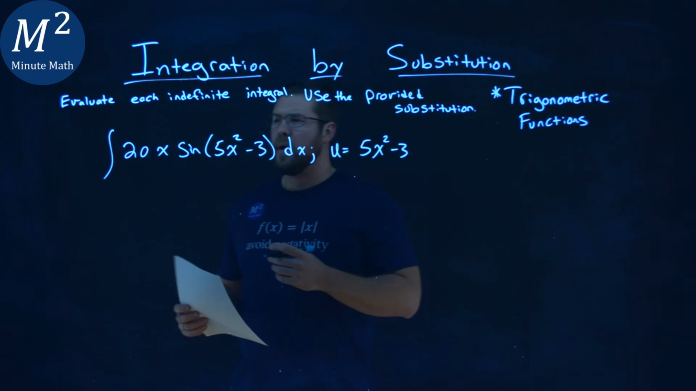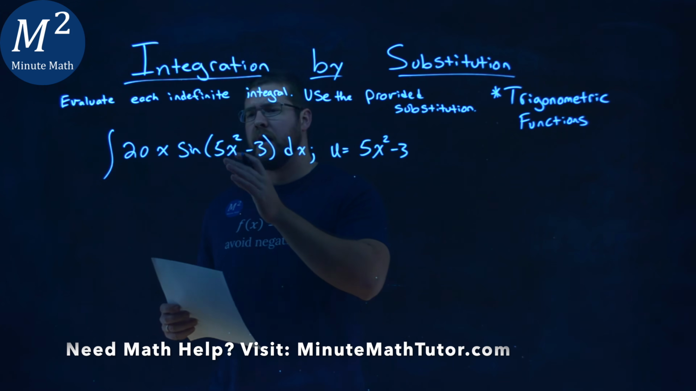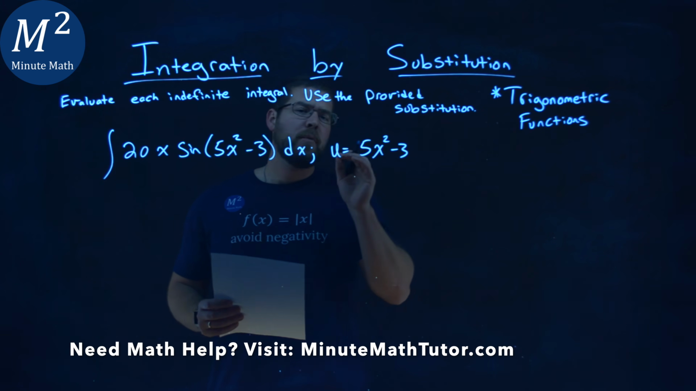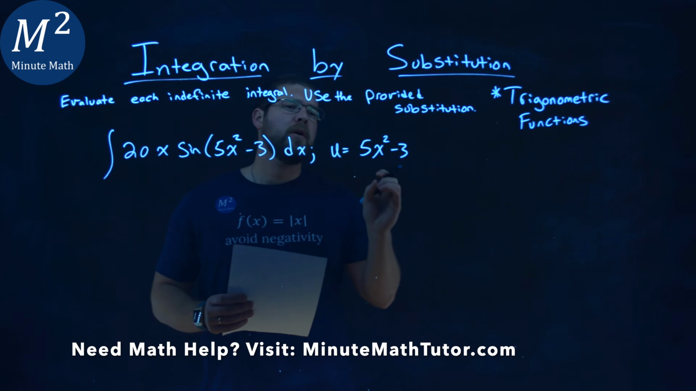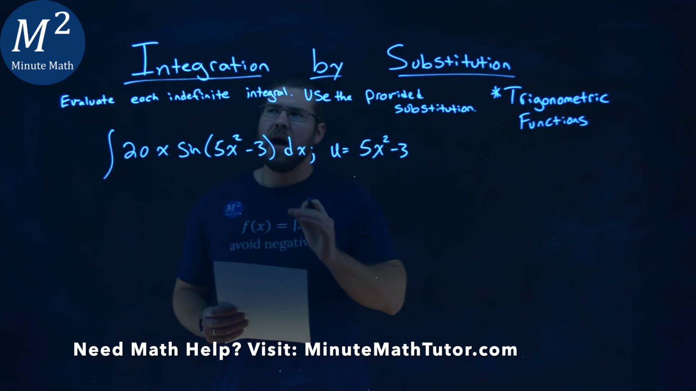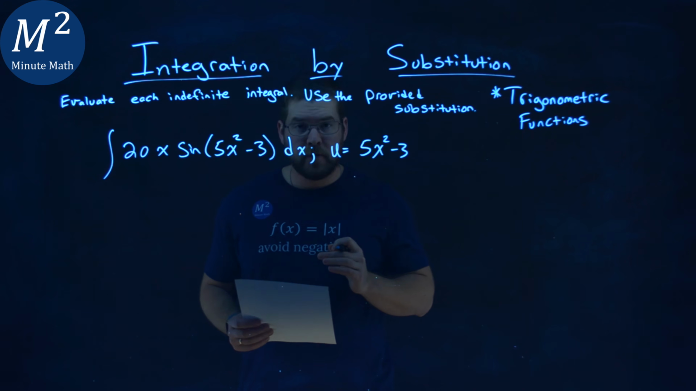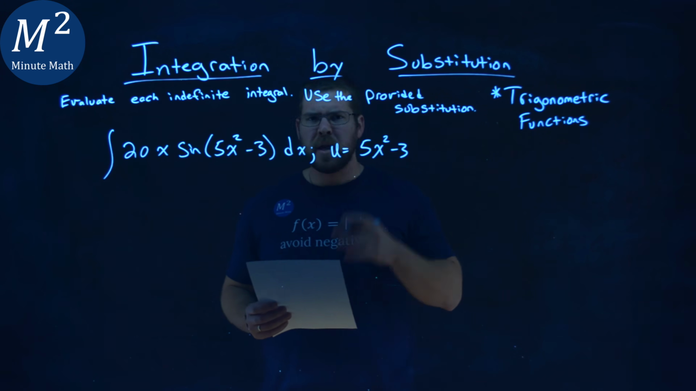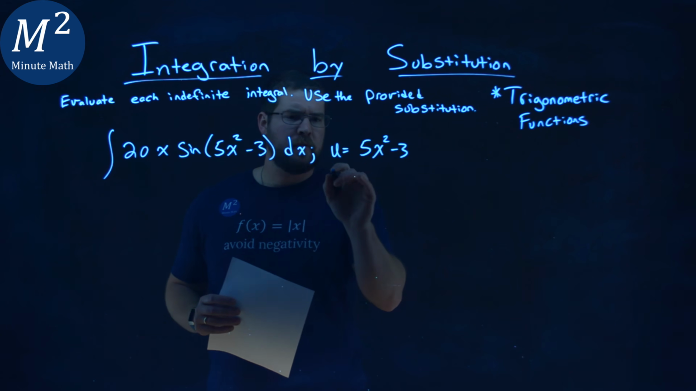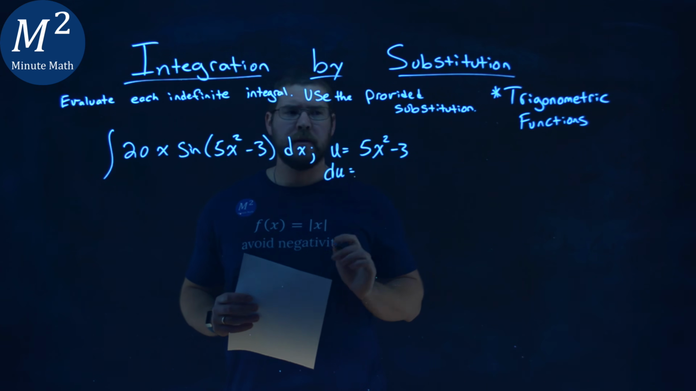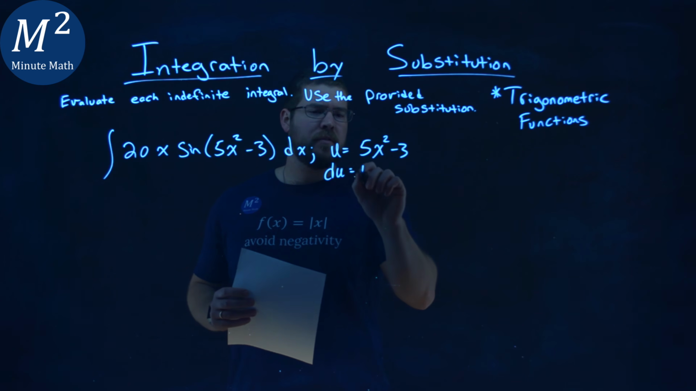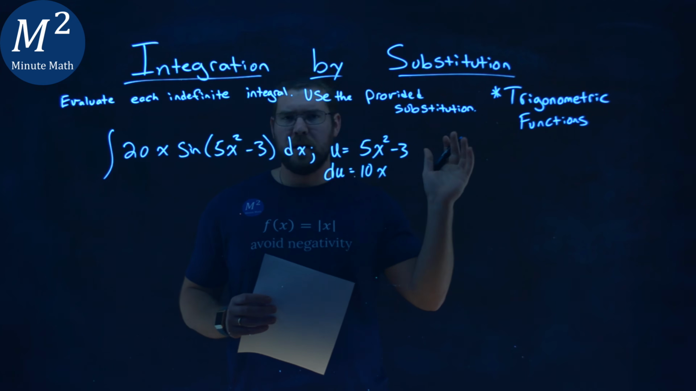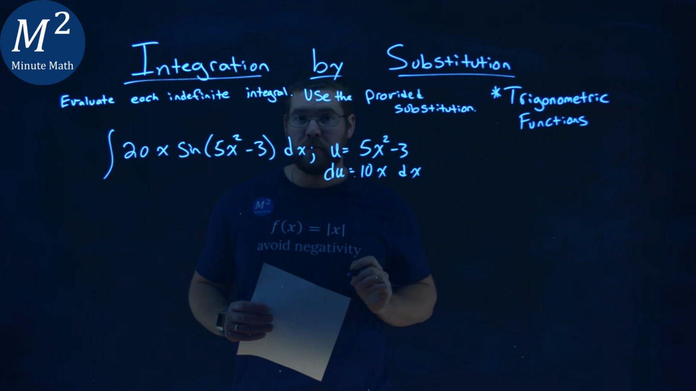We're given this problem right here, the integral of 20x sine of 5x squared minus 3 dx, and we're given a u value of 5x squared minus 3, and we have to evaluate this indefinite integral. Luckily for us, they gave us the u value already. So let's go find our du value. Du, the derivative here, power rule, 2 times 5 is a 10, and we have the x to the first power, and then the constant's gone, dx right here.